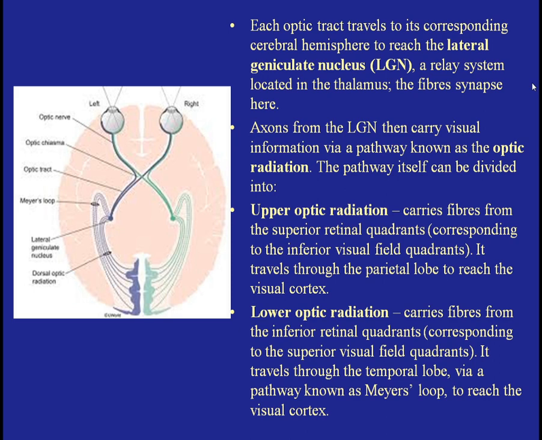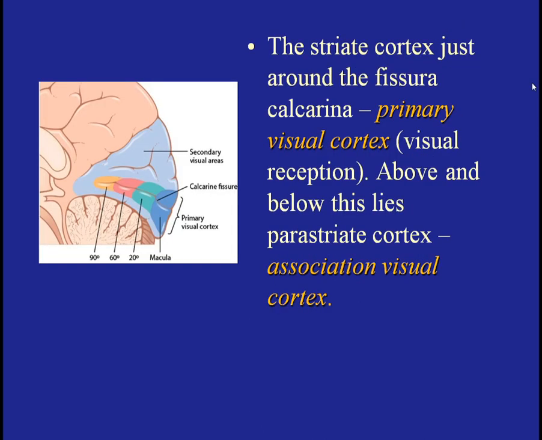And the lower optic radiation carries fibers from the inferior retinal quadrants corresponding to the superior visual field quadrants. It travels through the temporal lobe via a pathway known as Meyer's loop to reach the visual cortex.